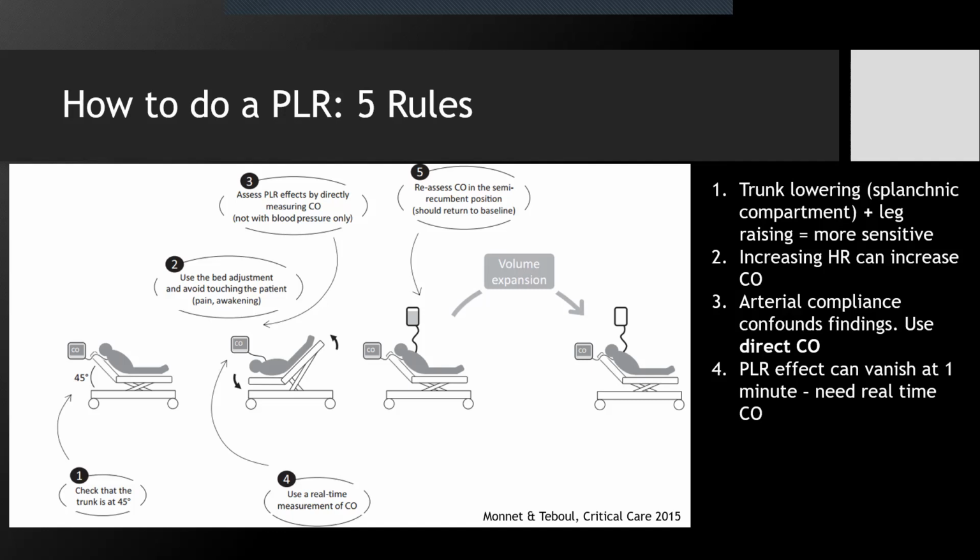The other thing, and I can't fully explain this, I'm sure smarter people than me on the call can, the passive leg raise effect vanishes after a minute. Maybe it redistributes again, I'm not sure. It's just what actually happens in clinical practice. And so you need real-time monitoring of cardiac output. You can't use thermodilution on your PA line and get it before and after, because that effect is going to vanish before you can get those answers.